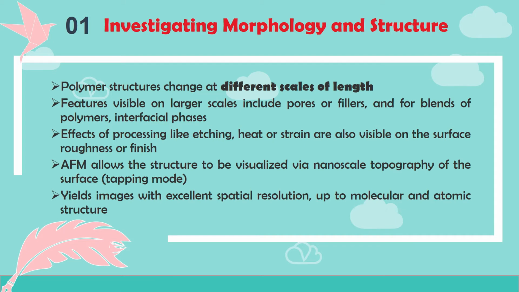Polymer structures change at different scales of length. Features visible on larger scales include bars or fillers, and for blends of polymers, interfacial phases. Effects of processing like etching, heat or strain are also visible on the surface roughness or finish. AFM allows the structure to be visualized via nanoscale topography of the surface, typically in tapping mode. This mode yields images with excellent spatial resolution up to molecular and atomic structure.